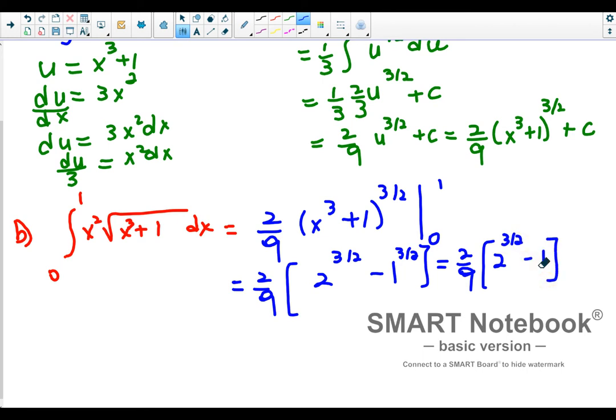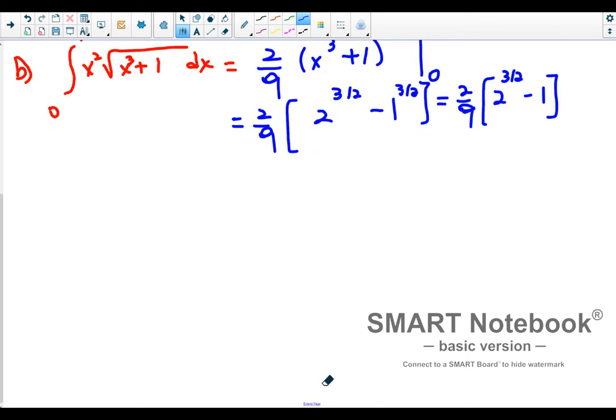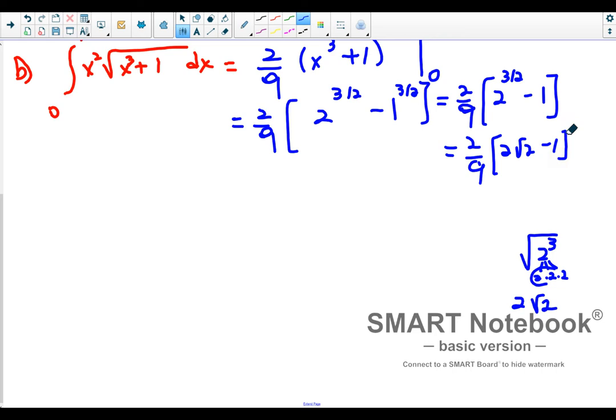And you can get a decimal for that if you like, and 2 to the 3 halves can also be written as the square root of 2 to the third. So you can write this as 2 times 2 times 2, and 2 of those can get outside as a single 2, so you can also write it as 2 root 2, right? So this will be another way to leave the answer, 2 ninths times 2 root 2 minus 1. Either one is okay, and you can also get a decimal answer, but sometimes I will ask for an exact answer, so it's important to leave the answer in one of these two formats up here.